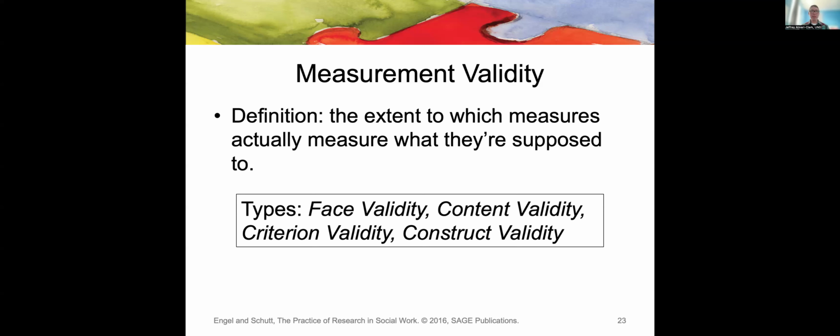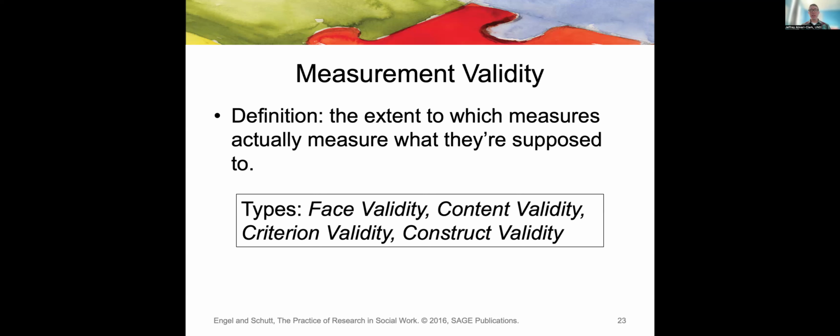Then you've got the criterion. So are the measure's scores similar enough to the scores of other related measures of the same phenomenon? This is a way of doing a compare and contrast. If somebody else has already done a similar type of measure and you're trying to come up with a new one, how well does it compare to the old one?